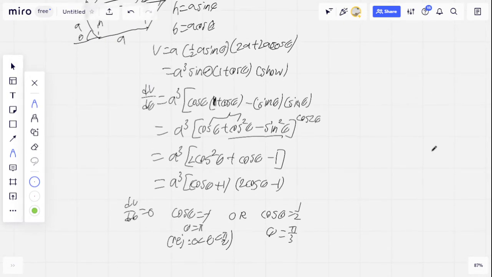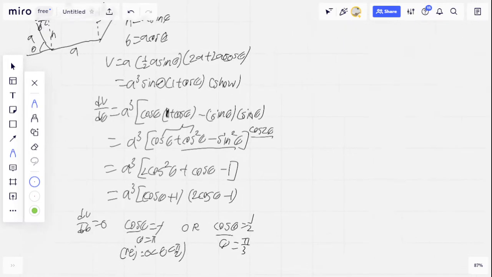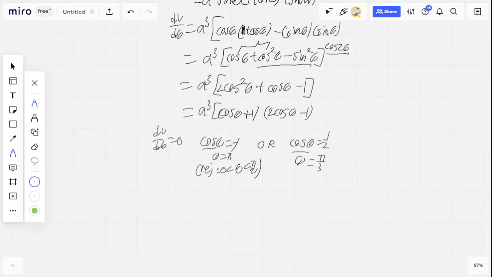Now, for those of you who went through the route of cosine 2 theta, you get back the same thing. You just use the factor formula for cosine 2 theta in the MF26, and you'll get a similar answer. Whatever it is, both paths lead to the same conclusion. So what we do next is prove that V will be a maximum at theta equals pi over 3.